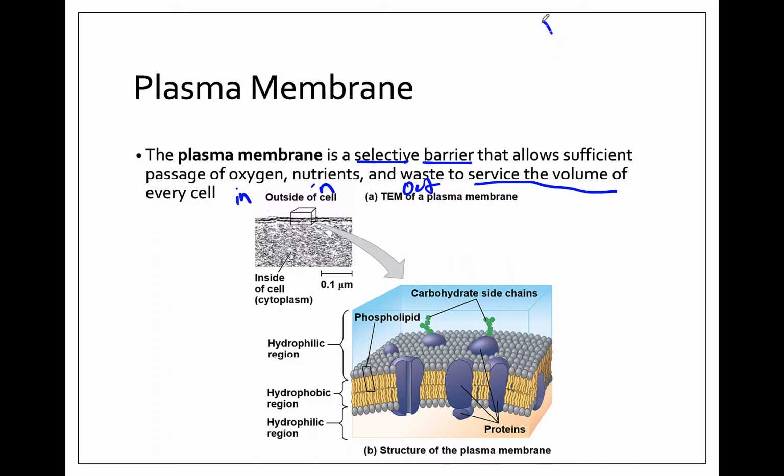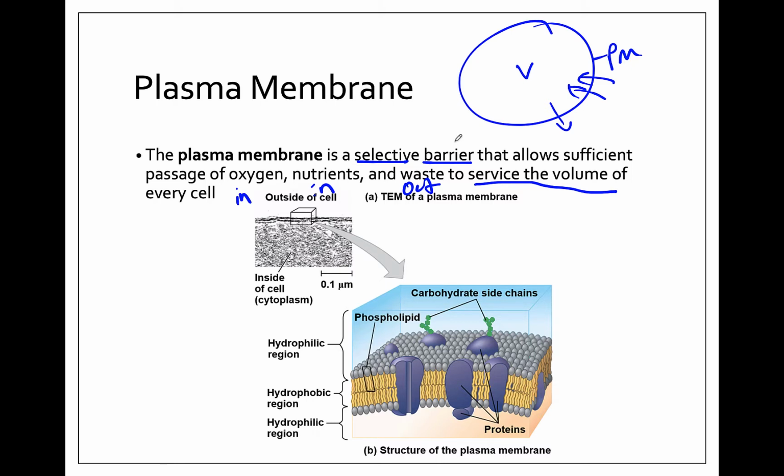Notice that the plasma membrane has to service the volume of the cell. So if you think about a cell like a circle, or in 3D it would be more like a sphere. Plant cells maybe are more like a cube. The surface area on the outside is that plasma membrane, and then the space inside is the volume. And the plasma membrane has to be able to get enough stuff in and enough waste out to be able to get oxygen and nutrients to all of the volume of the cell.